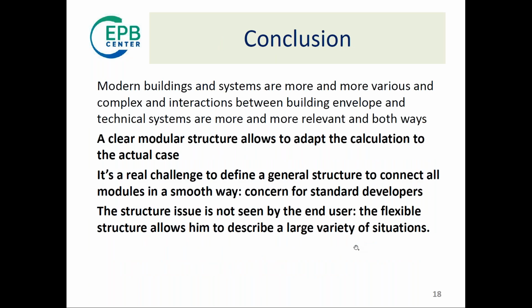So the conclusion is, don't be afraid about the impression of complication that might have come out from this webinar. It was just to explain what's behind. And we cannot avoid that modern buildings and systems are more and more various. You have more and more technologies, and there are more and more interactions between building envelope and technical systems. Sometimes even the building envelope is a technical system, if you think about movable shadings and these kinds of things. And since there are small amounts of energy, anything now is relevant.